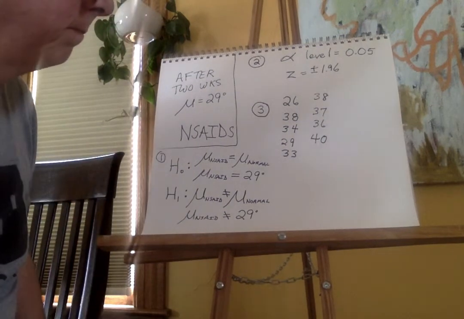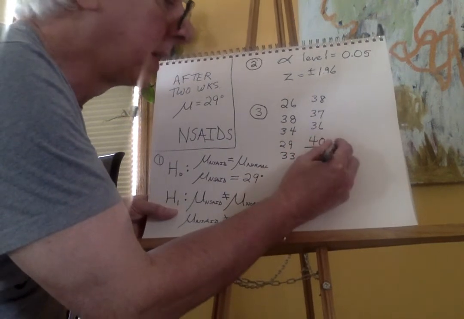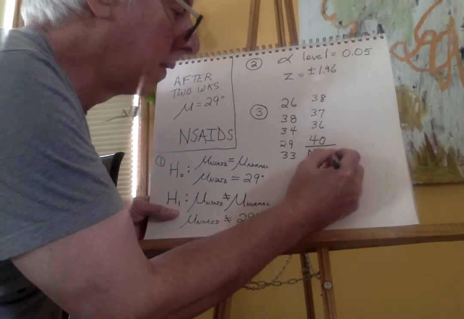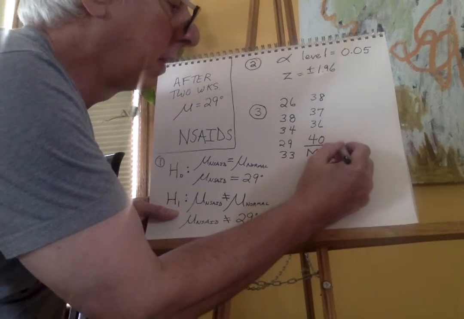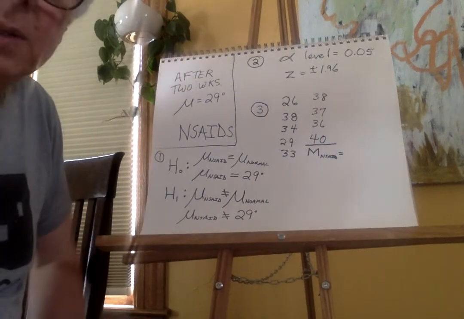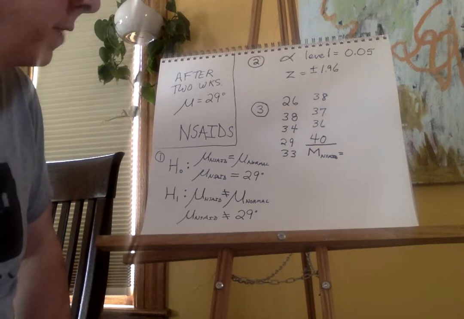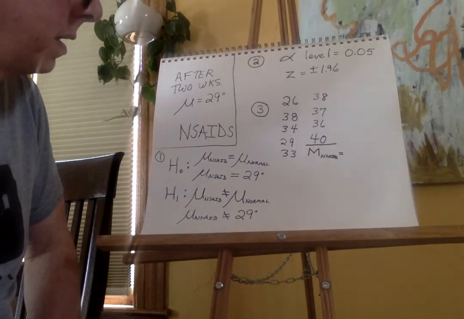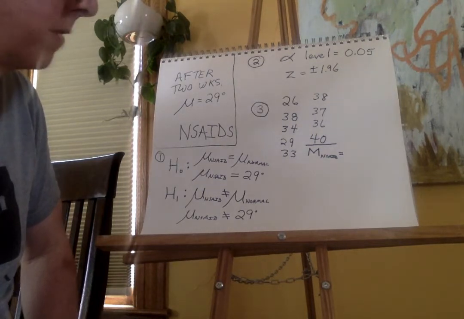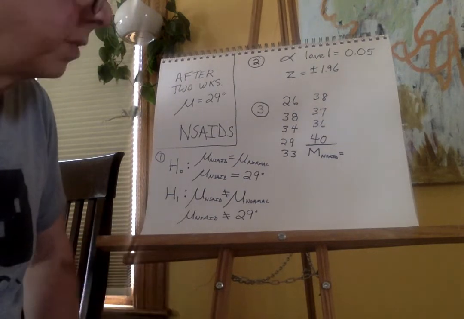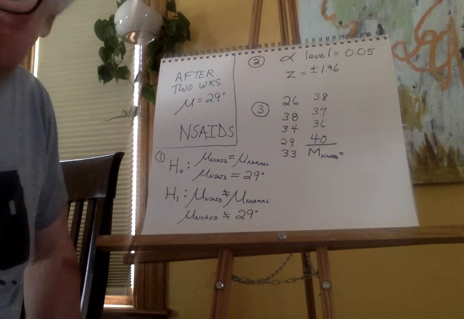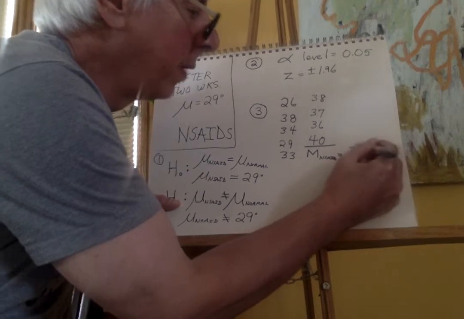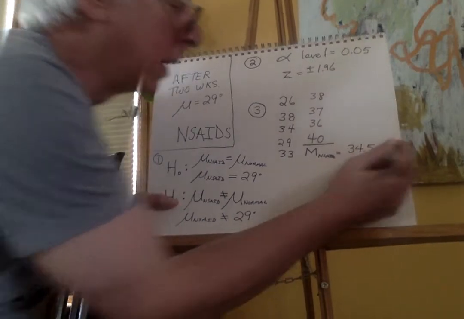Okay, so I want to calculate the mean for this NSAID group. Can we do that quickly? 26, 38, 34, 29, 33, 38, 37, 36, 40. 9 people, so divide by 9. And our average then for this group that got the NSAIDs is 34.56 degrees. Okay?